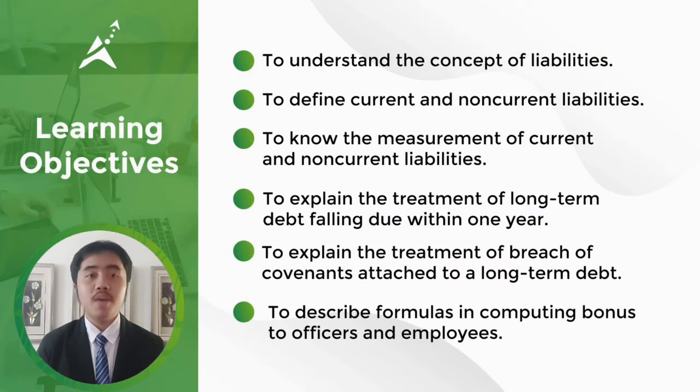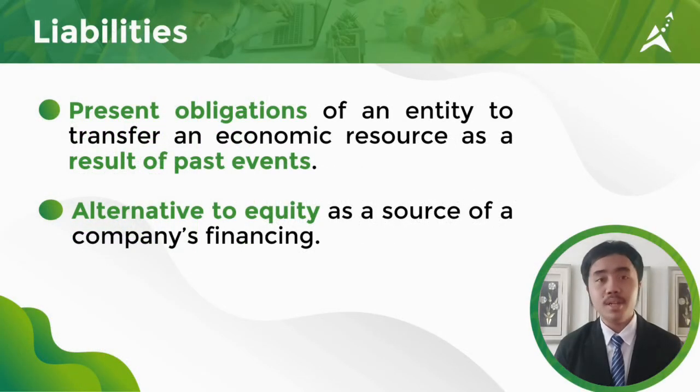In this chapter, I am going to explain the concept of liabilities, define the two categories of liabilities, and explain the breach of covenants. What is a liability? A liability is a present obligation of an entity to transfer an economic resource as a result of a past event. Liabilities are consequences of past transactions that happened during the operation of the business, na kung saan obligated tayong bayaran ang mga creditor the amount that we owe or mag-render ng services based on the contract.